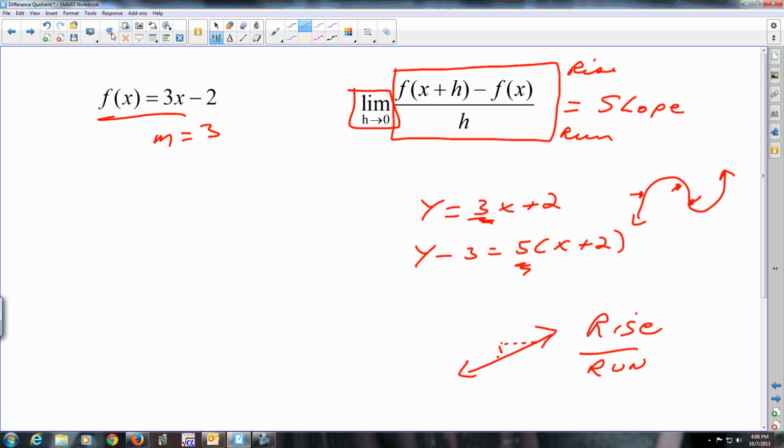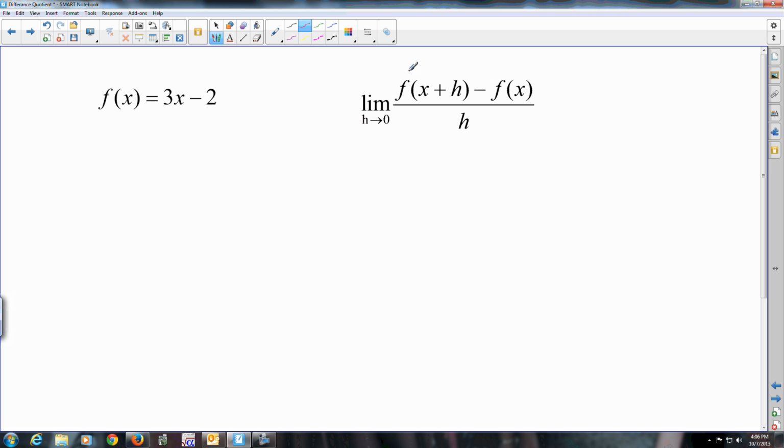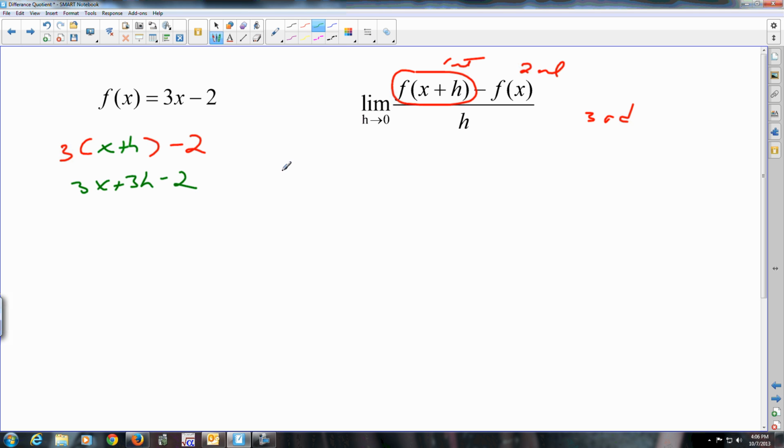What I need to do is train you guys once again to do this thing in pieces. This will be the first step. This will be the second. And then you put the whole thing together and divide it by h, and that'll be the third step. So you're going to do it in 3 pieces. First thing, write the function without the variable, parenthesis in place of the variable. That's what I've been training you to do. Then fill in x plus h. Simplify it. That is just this much information.